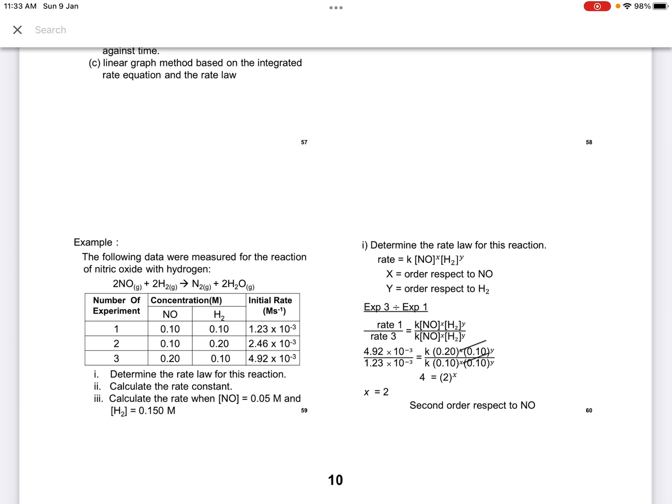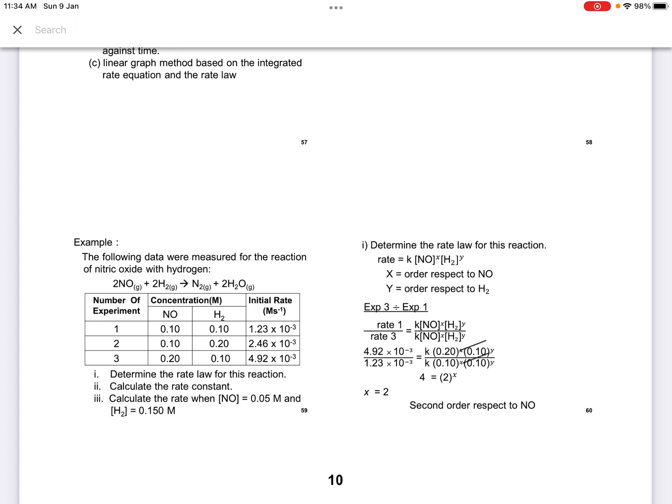This is very popular. So how to determine the rate law? We have to use unknown x and y, or you can use any unknown for each of the reacting species. Like NO, they use the unknown x, H2, they use the unknown y. And then choose two experiments where, for example, if I choose experiment 1 and 2, you can take note, concentration of NO is constant. So we can cancel it off. If I choose 1 and 3, H2 will be constant. So we can cancel off the H2 and find the NO. That is the way.